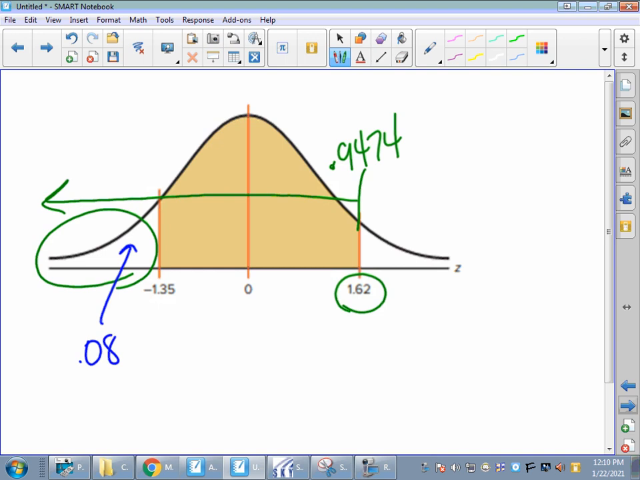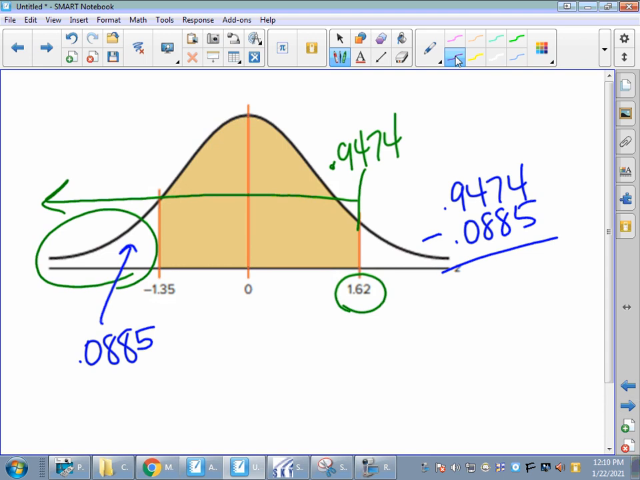Did I say that right? 0.0885. I knew something was wrong. I want to take that away. Basic math tells 0.9474 minus the 0.0885. This could get tricky to do some quick subtracting.